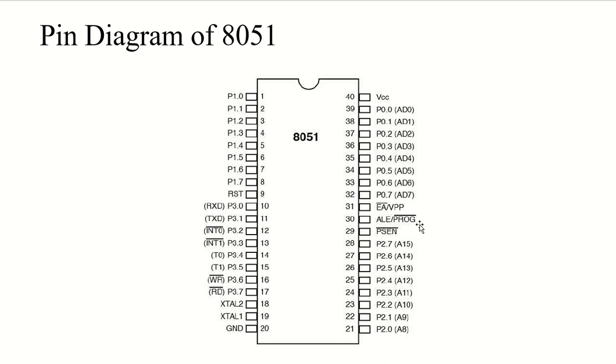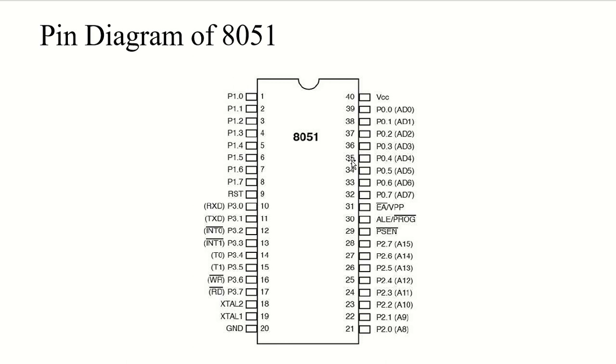After that, we have pin number 32 to 39. These pins are known as port 0. So you can see that it goes from 32 to 39, which means 32, 33, 34, 35, 36, 37, 38, 39 total. How many pins?